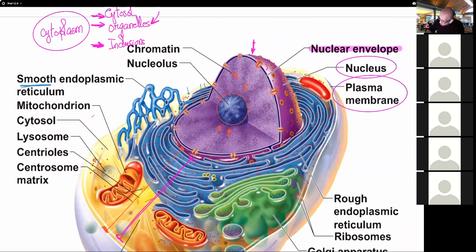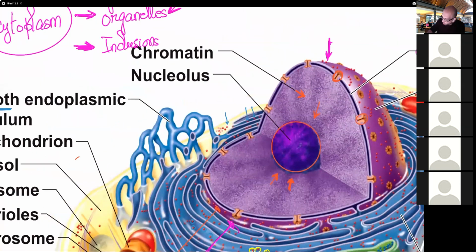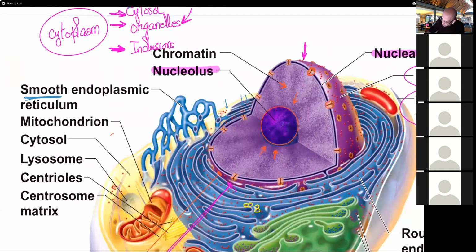Looking here at the inside of the nucleus, at the center of the nucleus, we have a dark spot. This is called my nucleolus. And the nucleolus, this dark spot in the nucleus, is going to be responsible for the production of the ribosomes.